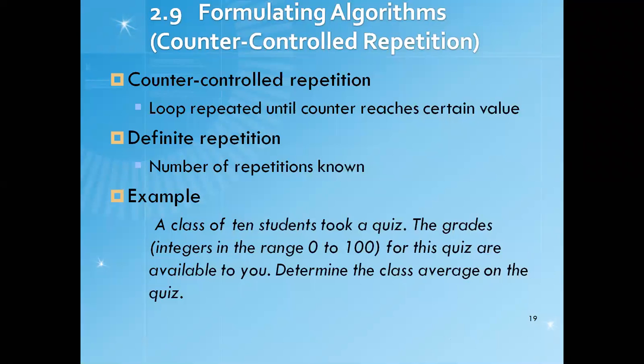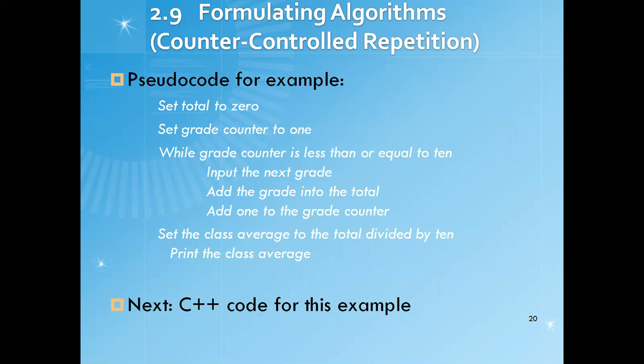For example, a class of 10 students takes a quiz, and the grades between 0 and 100 for this quiz are available to you. Determine the class average on the quiz. Every student has between 0 and 100 points, but they are trying to get the average point. In order to get the average point, you have to add all of the students' points first, then divide it, right?